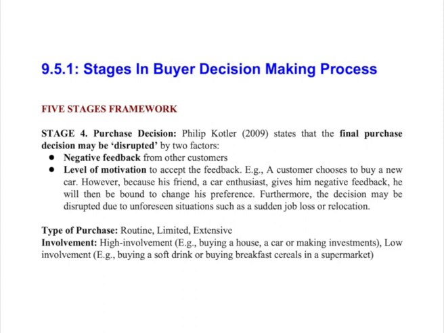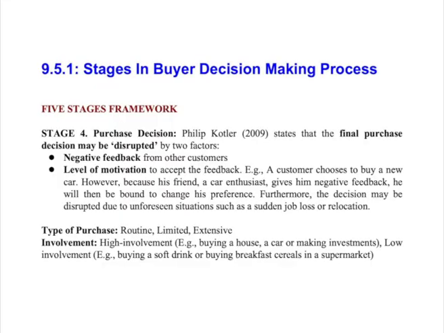So, that is what Philip Kotler talks about in 2009, that the final purchase decision may be disrupted. In terms of the type of purchase, there are 3 things that we need to consider. One is routine, second is limited, third is extensive.